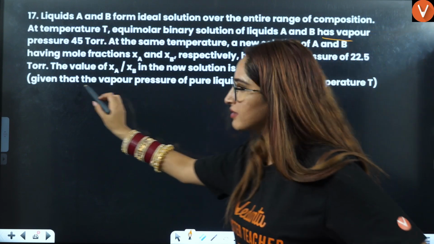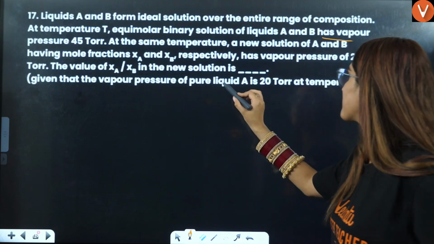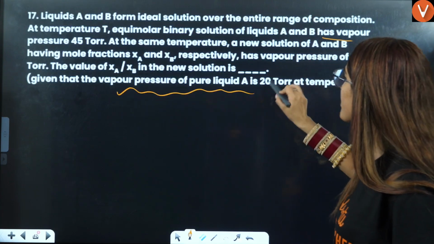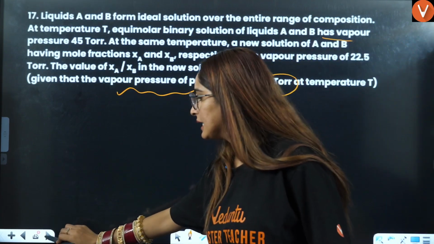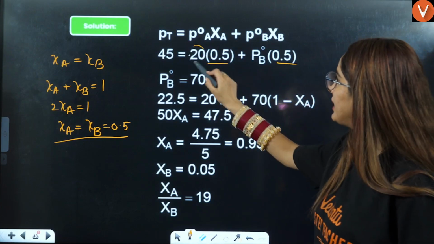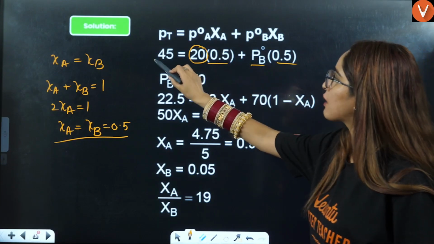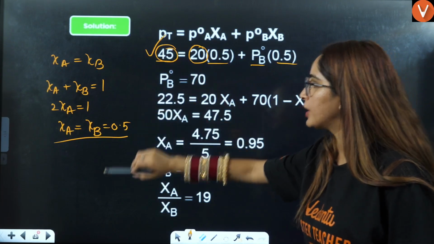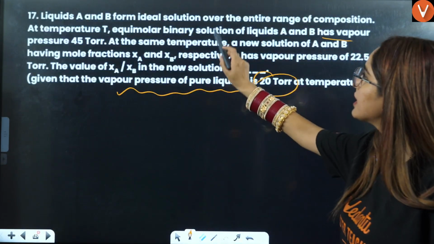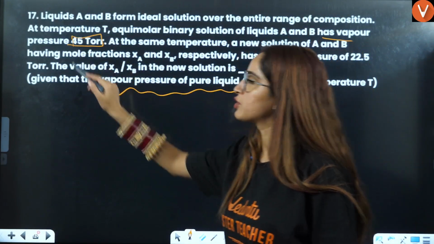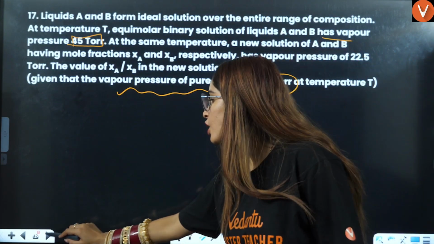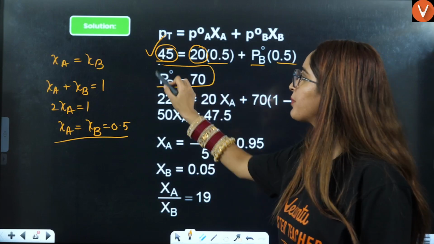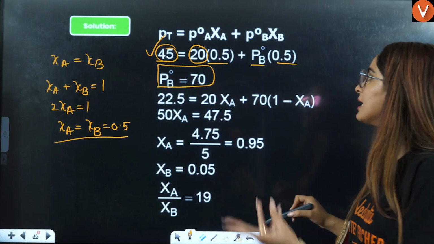Acha, they have given this in the bracket. This is what I was looking for. The vapor pressure of pure liquid A is given to be 20. From here, you can calculate this total. Already it is given to you in the question, as you can see here. Total is 45. So from here you can calculate the pure vapor pressure of B, right?